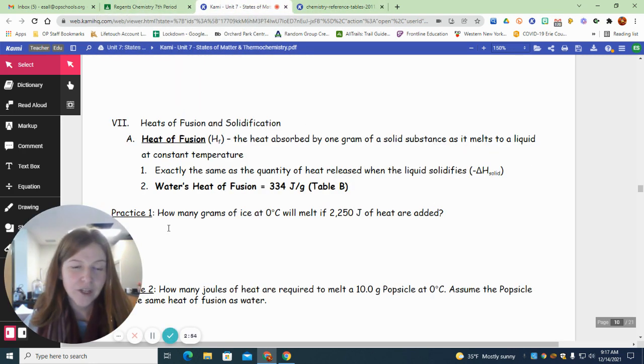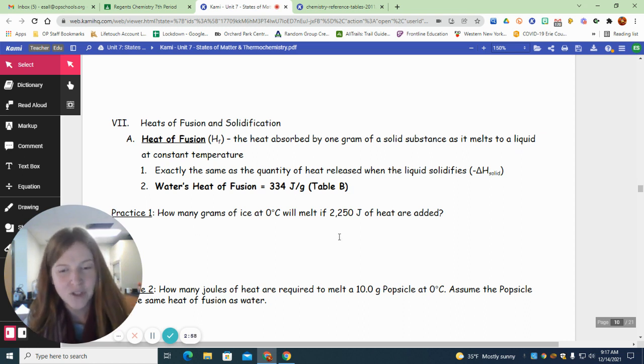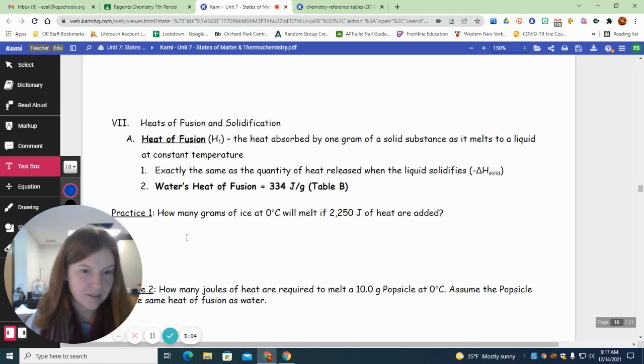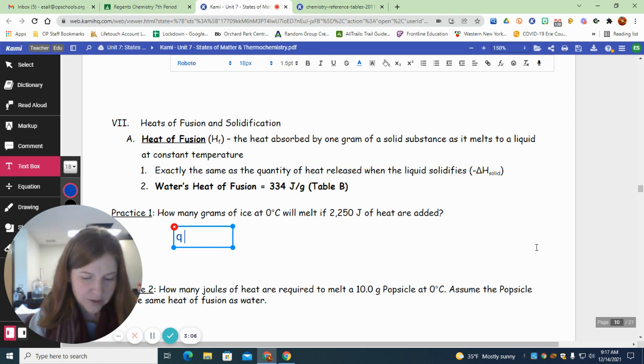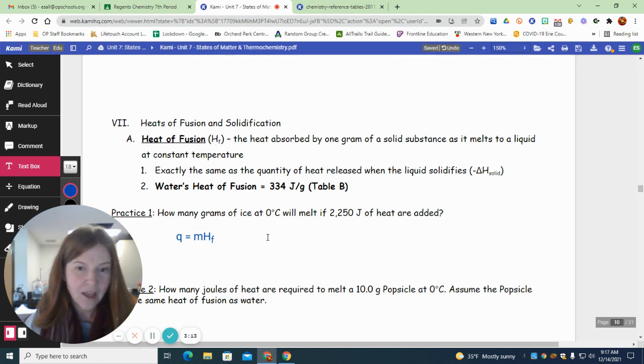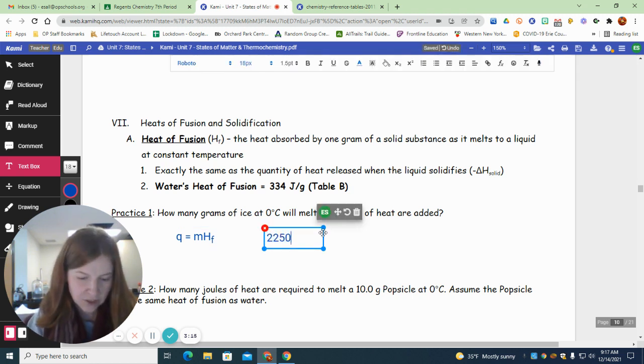So take a look at practice problem number 1. They ask, how many grams of ice at 0 degrees will melt if 2,250 joules of heat are added? So I always want to start with my formula, right? Q equals mass times H sub F. So there's my formula. My next step would be to substitute in.